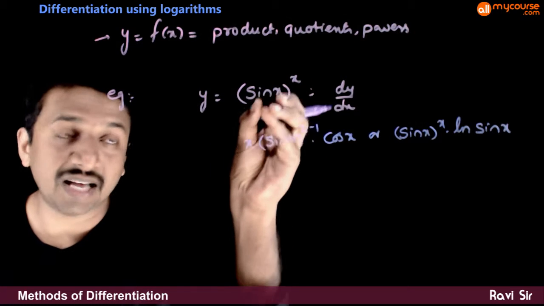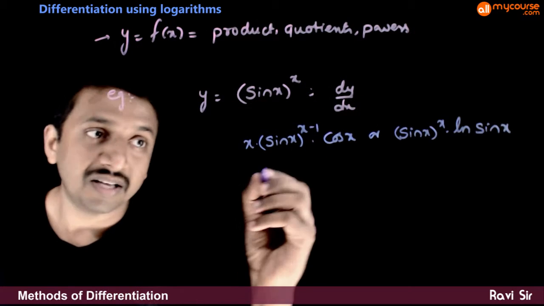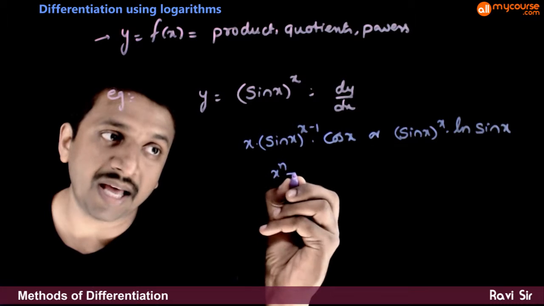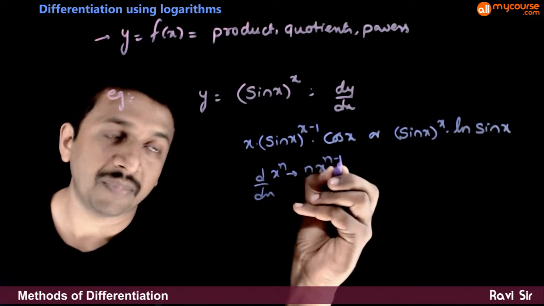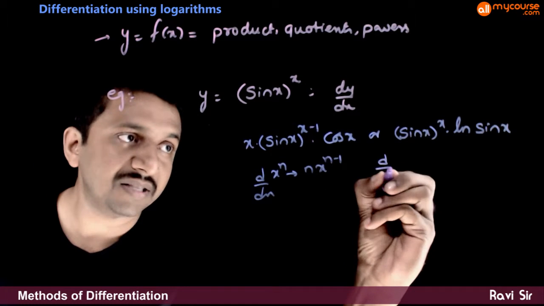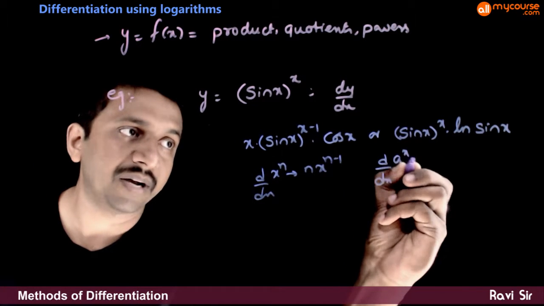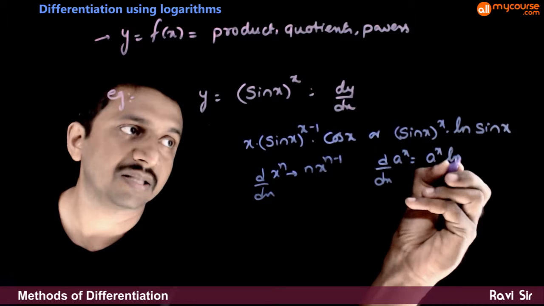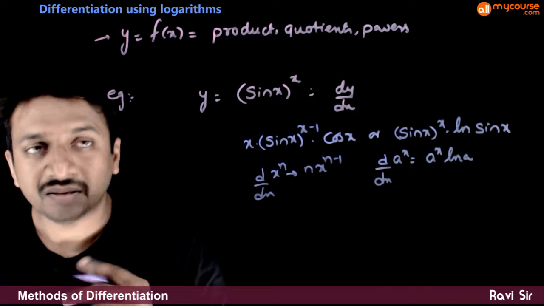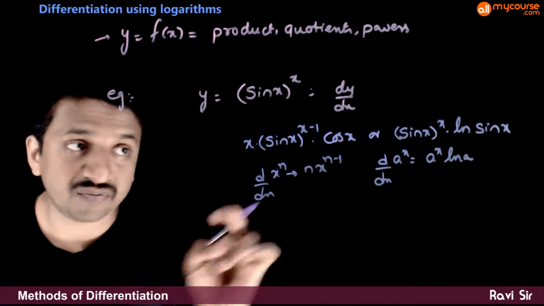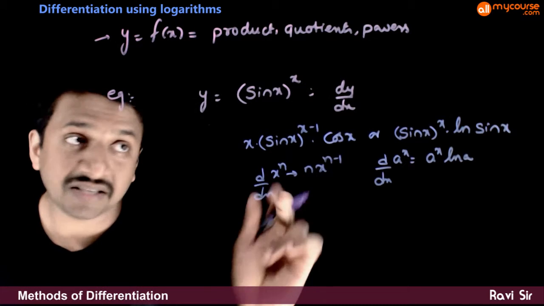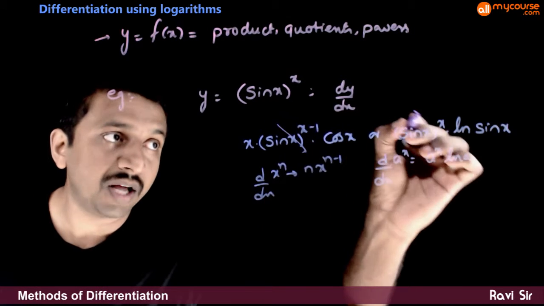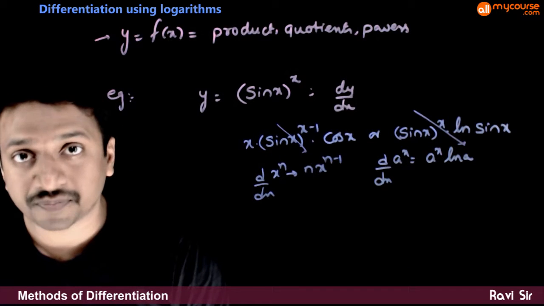Sin x power x times log of sin x, because the differentiation of x power n is n times x power n minus 1, and the differentiation of a to the power x is equal to a power x log a. So if you have sin x power x, which of these two formulas should be used? The answer is not this formula, not this formula. None of these can be used.